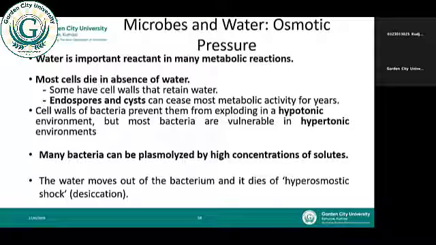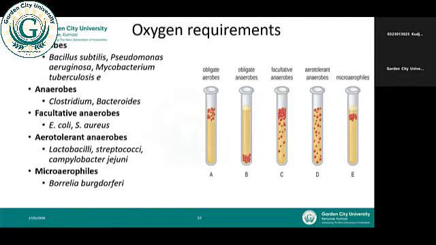Hello. Yes, please. Please, with the aerotolerant anaerobes, that one, I didn't get the explanation very well. So, aerotolerant anaerobes, they tolerate oxygen, but they will not use oxygen for respiration.